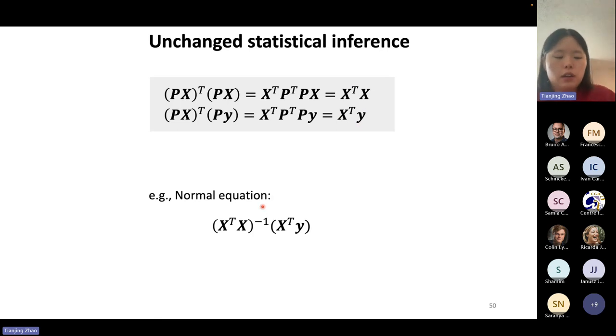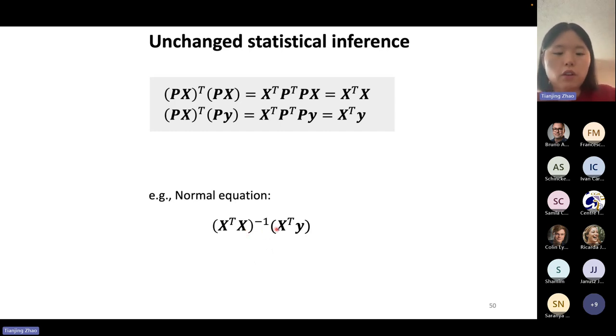For example, if you think about the normal equation, which is something we use to solve linear regression, the slope is estimated as X transpose X inverse times X transpose Y. So we can see that X and Y are not used individually. We are not only using X or only using Y. We are using X transpose X and X transpose Y. So as long as these two parts are unchanged, then you will have the same solutions here.